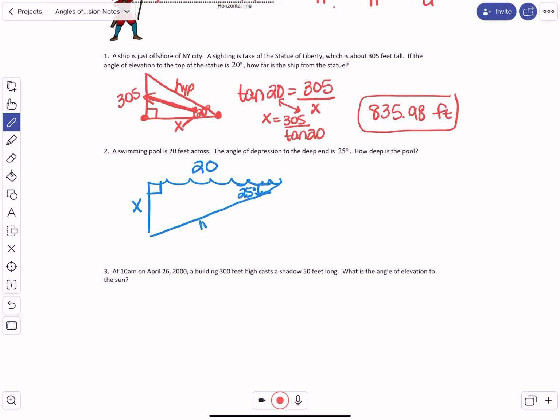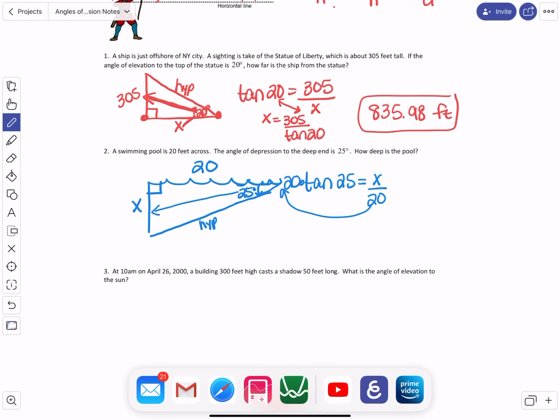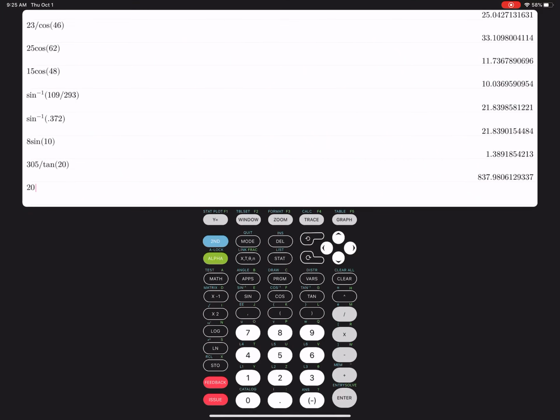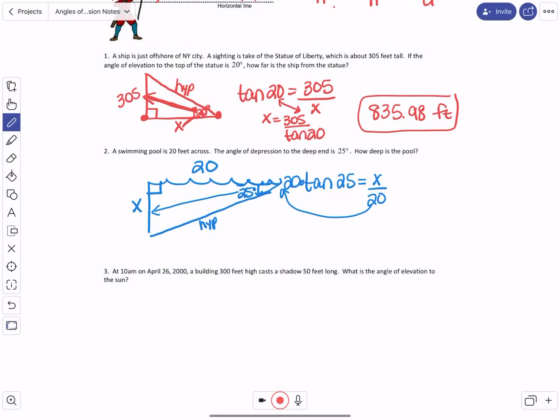Well, here's my hypotenuse. Okay, I'm not given anything with a hypotenuse, so that automatically means I can't use sine or cosine. Sine and cosine are the ones that use hypotenuse, so that means I got to use tangent. So tangent of 25, okay, opposite is x, and my adjacent was 20. So I move my 20 up and over, and I'm going to do 20 times the tangent of 25, okay? So 20 times tangent of 25, 9.33.